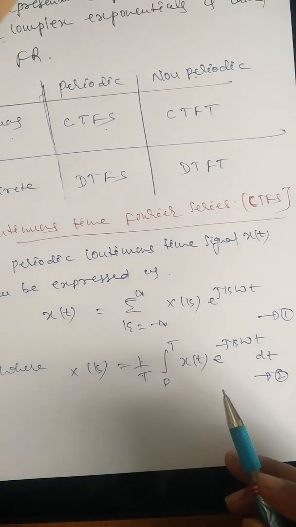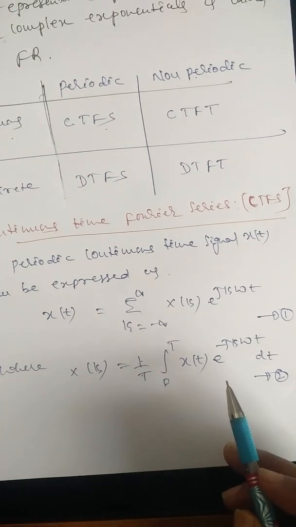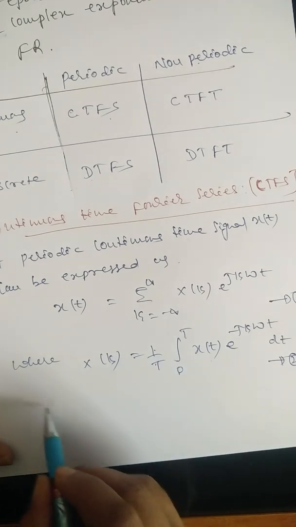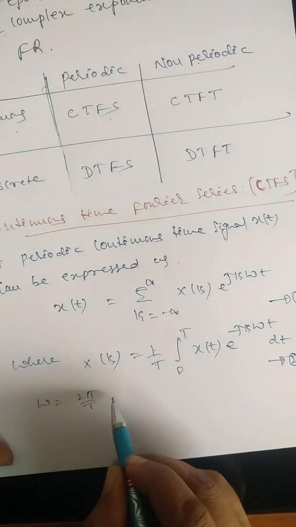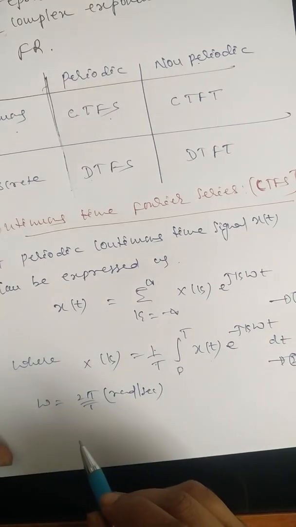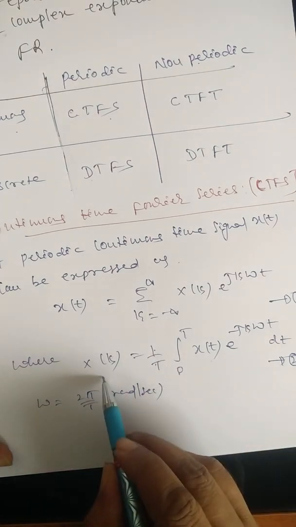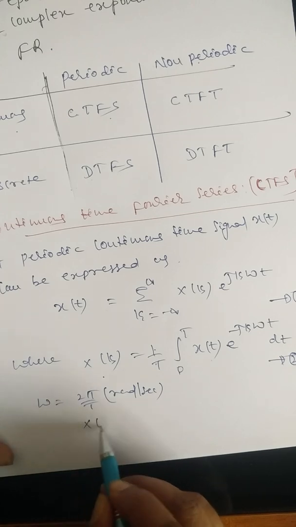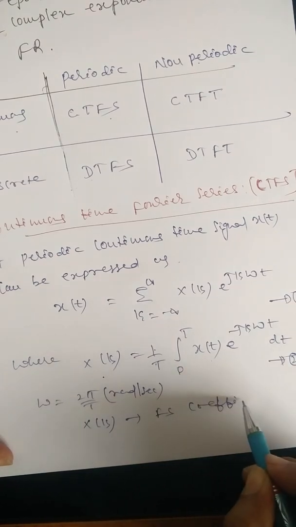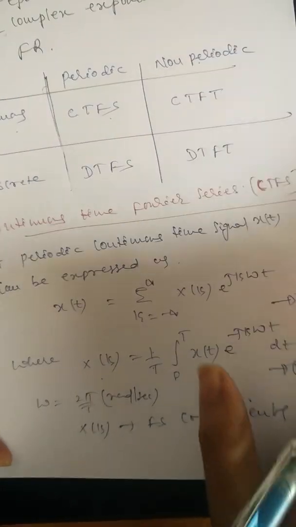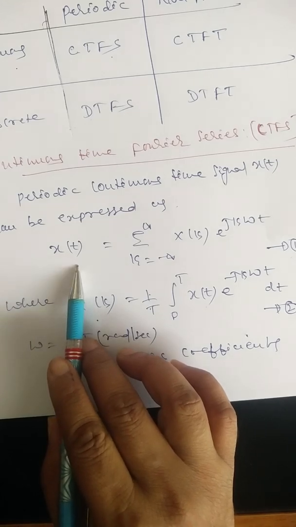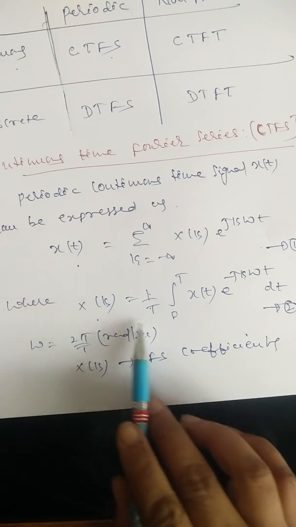This is the Fourier series representation, where T is the fundamental period, and omega is the angular frequency, where omega is equal to 2 pi by T radians per second. Okay, where X of k are known as the Fourier series coefficients. Now, x of t is the representation of a periodic signal in terms of Fourier series, where X of k is the Fourier series coefficient.